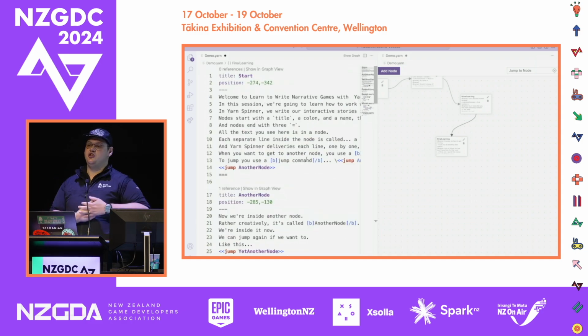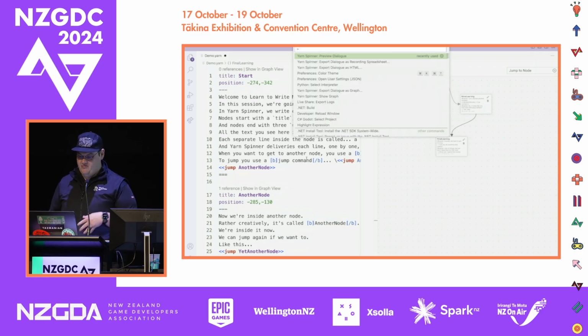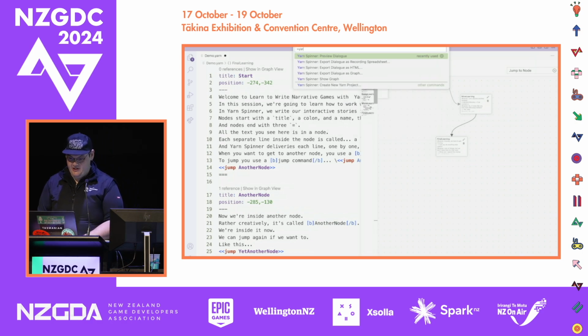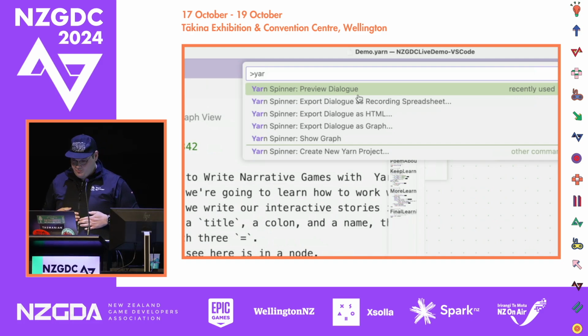Okay, so this is the graph view, this is the text editor. There's a lot of things you can do inside here now you're using a proper programmer's editor. I'm going to push Command Shift P, I think it's Control Shift P on Windows or Linux. So Command Shift P will bring up the, I don't know what this is called, the command palette for Visual Studio Code. And if you type Yarn Spinner, you'll get a bunch of commands available that allow you to see the kind of things you can do in here. The first one is Preview Dialog, which is the one I'm going to show you.